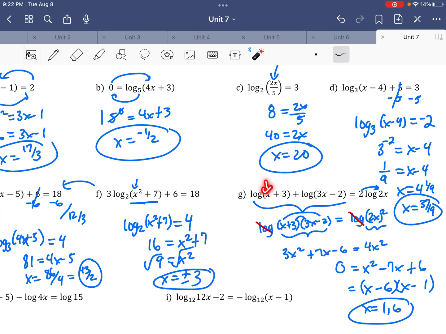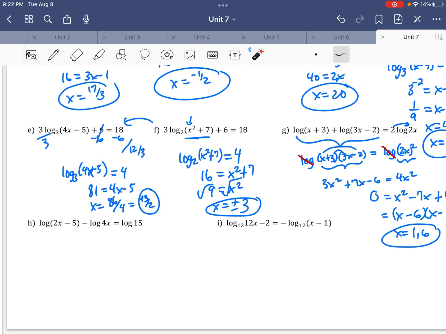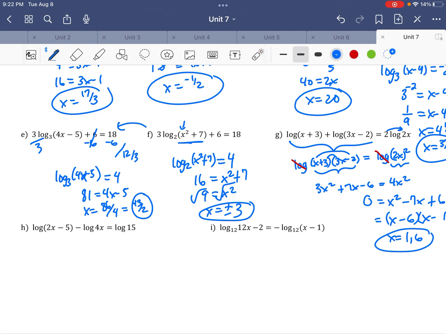So just a quick mental check. If you put a 1 or a 6 in each of these places, it doesn't cause a negative or a 0. So you can keep both of the answers.